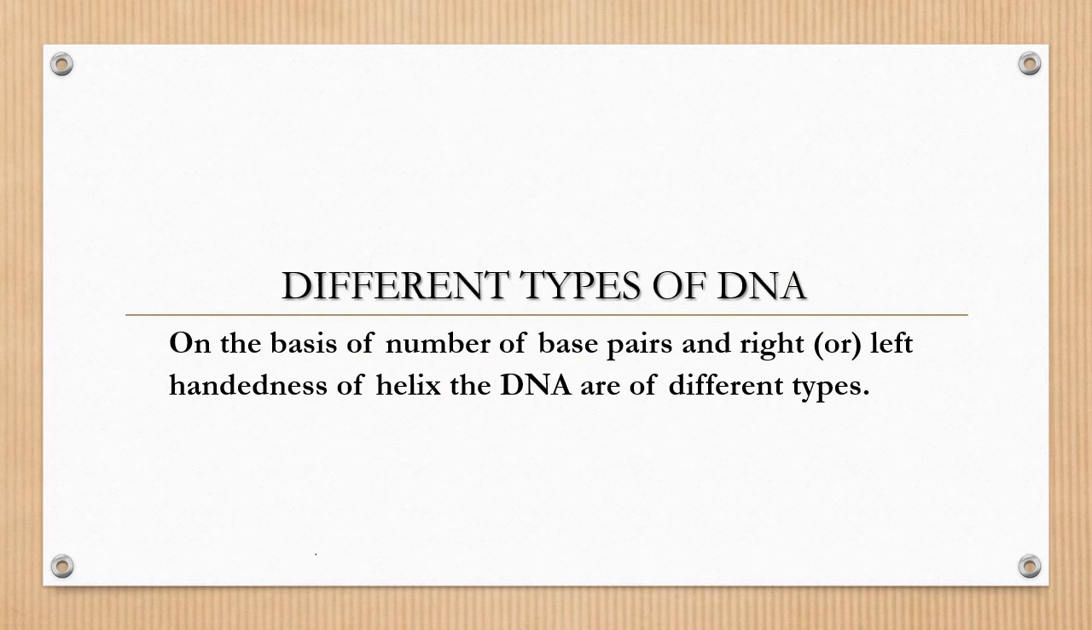Different types of DNA on the basis of number of base pairs. On the basis of number of base pairs and right or left handedness of the helix, the DNA is of different types. Remember that based on the number of base pairs and the arrangement of the helix, either right-handed or left-handed, the DNA is of different types.